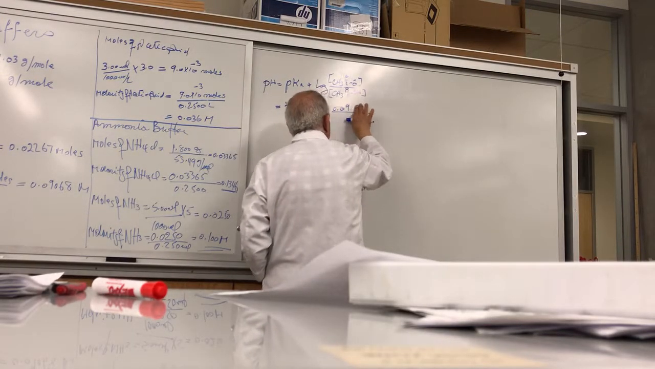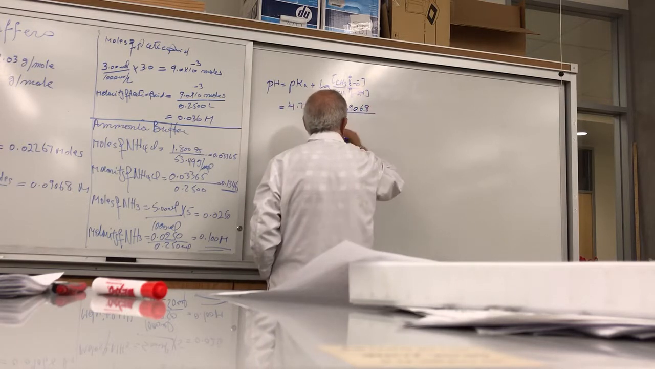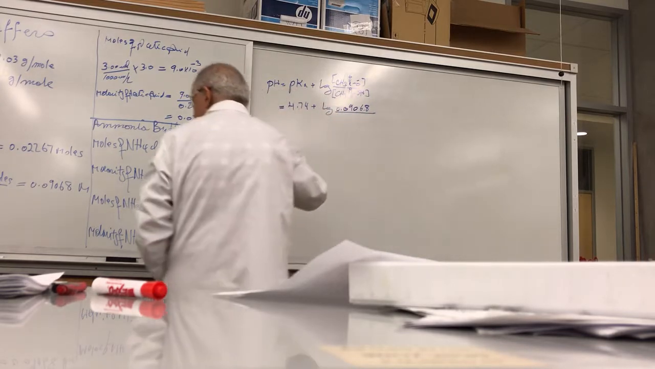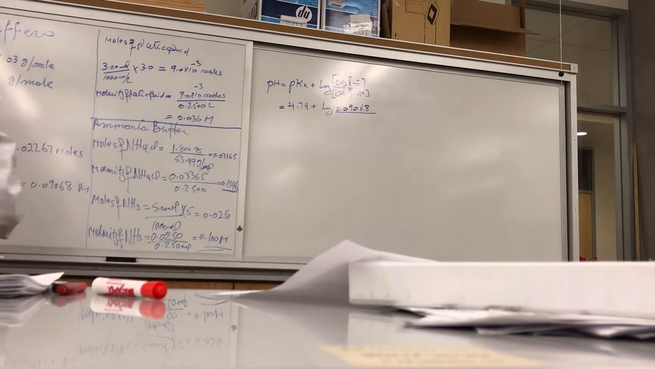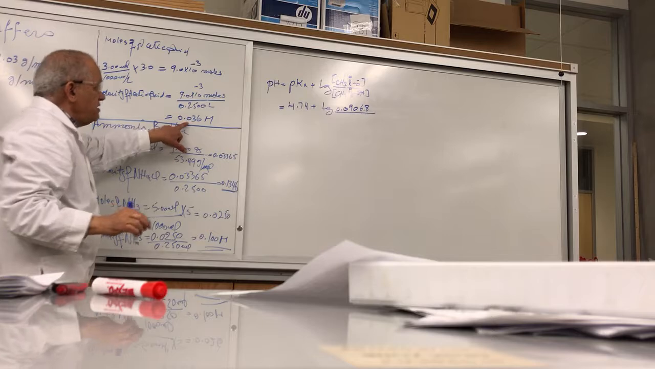0.09068. Okay, where is the molarity of acetic acid? Molarity of acetic acid, 0.036.